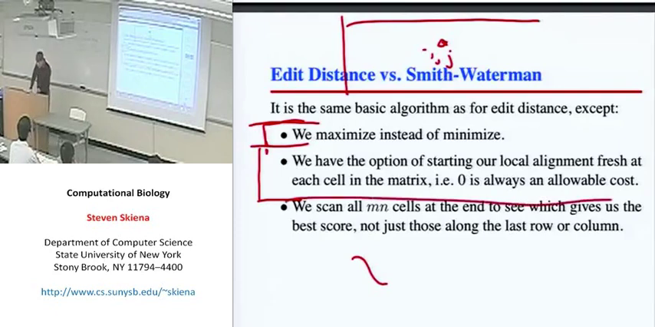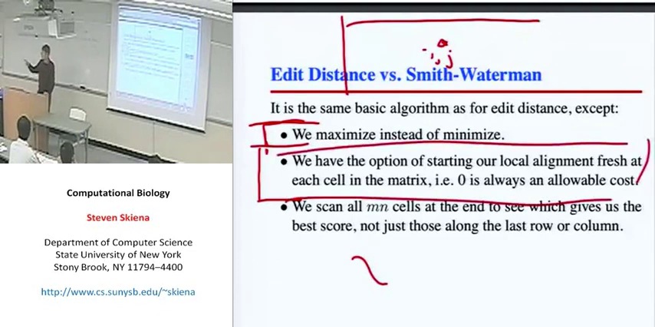So we're going to allow ourselves the option of starting the alignment fresh at every cell. Okay, yes? You say we maximize instead of minimize. It's kind of like saying we look at the glass half full or half empty. Why does it make a difference here, maximize versus minimize? The answer is, conceptually it does, because here what we're trying to do is maximize scores as opposed to minimize edit distance.